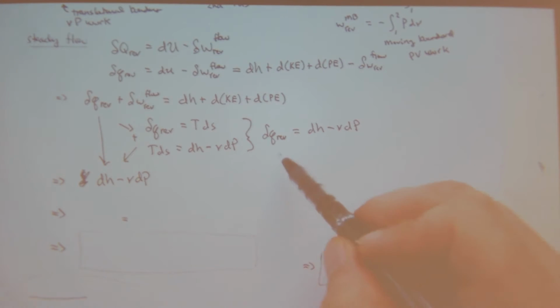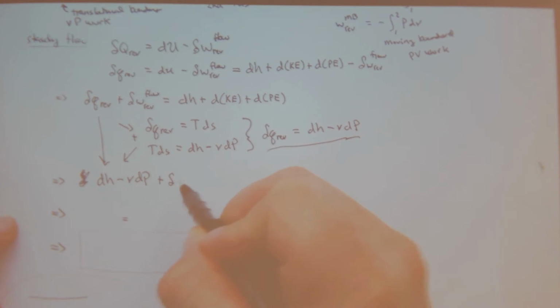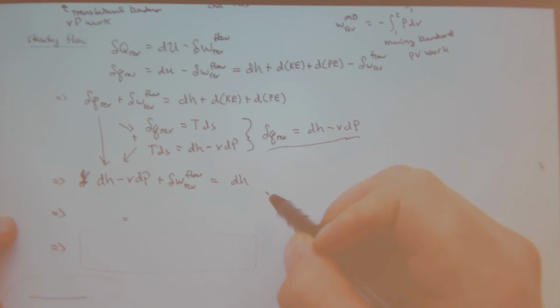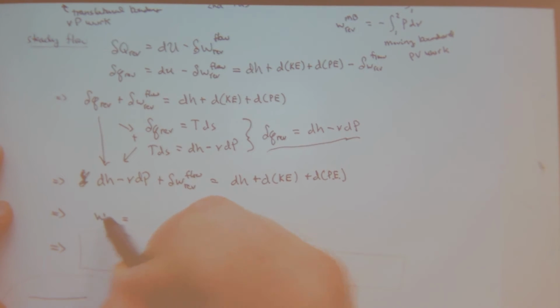Using that piece, plus my work, incremental work reversible for flow, equals dH plus d, my kinetic energy part, plus d, my potential energy part. So my work, if I integrate both sides, reversible flow, and I subtract that over to there, let's just write it. It's not integrated yet.